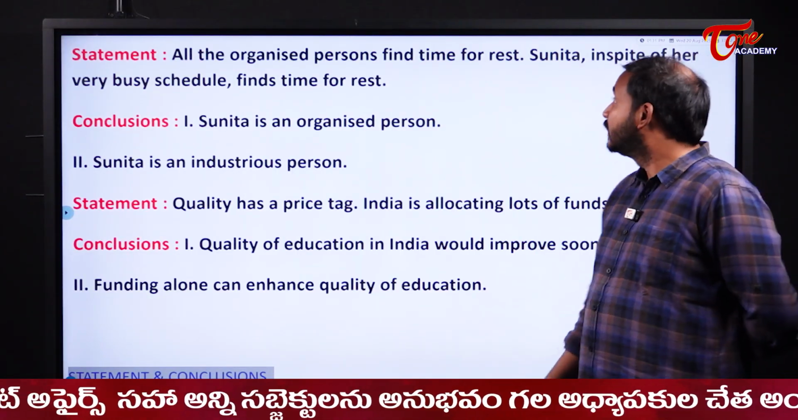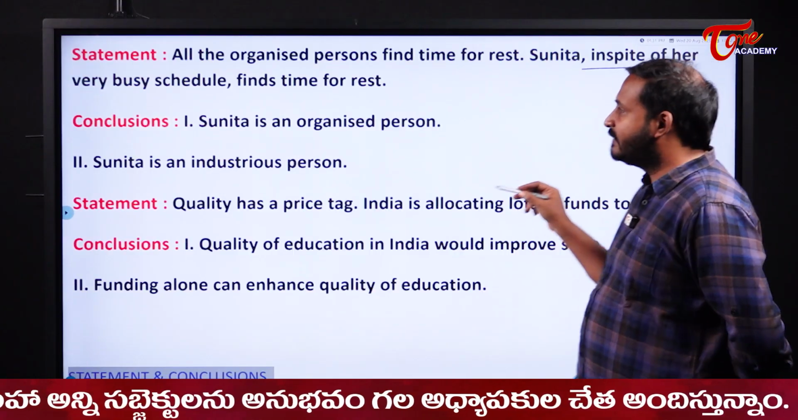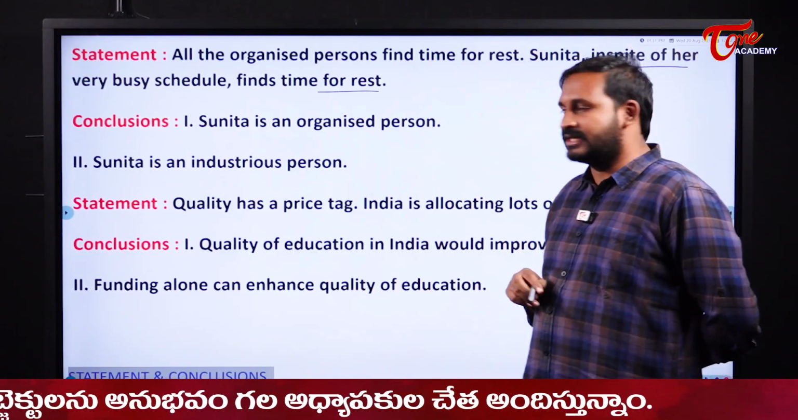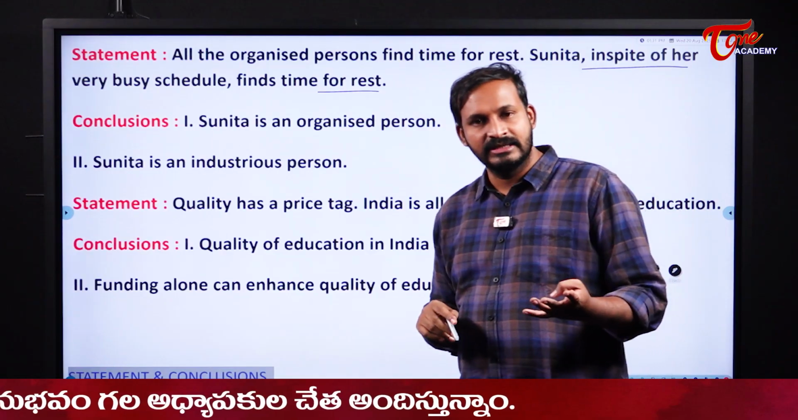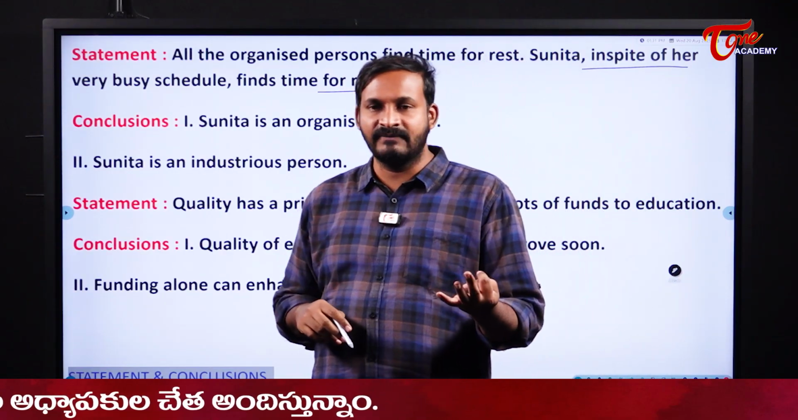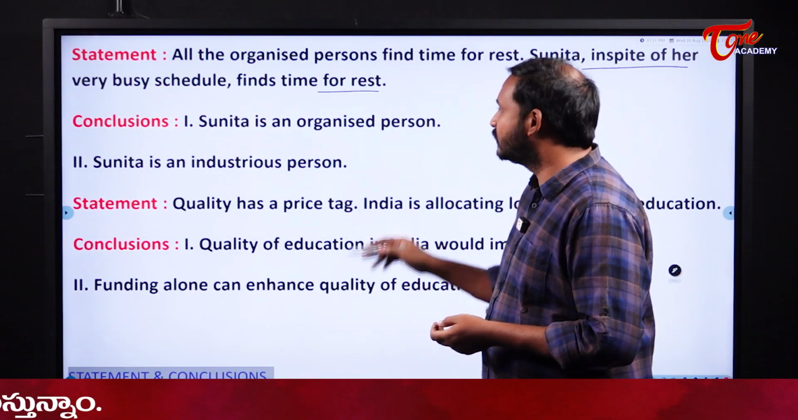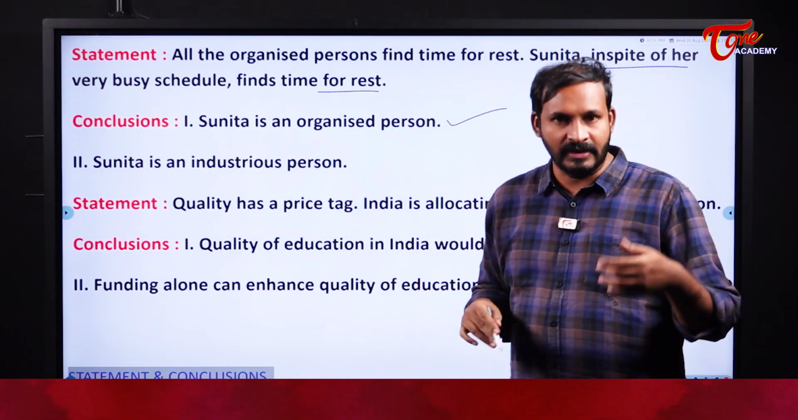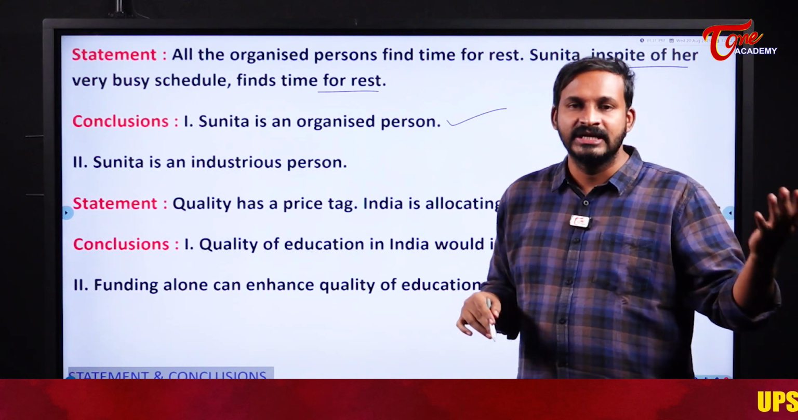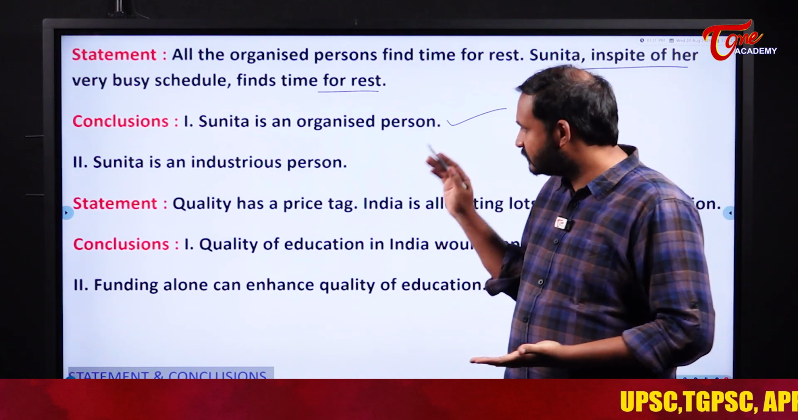Sunita, in spite of her very busy schedule, finds time for rest. That means Sunita is very busy and she is giving time for rest, so obviously Sunita is an organized person. Yes. Why? Because even though she is busy, she is giving time for rest. So, she is organized.